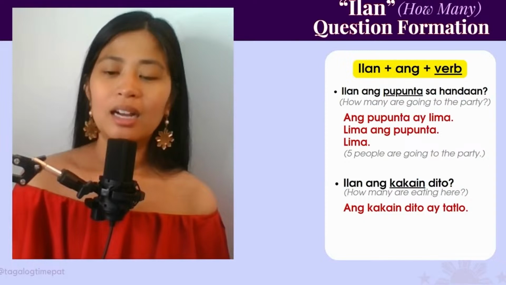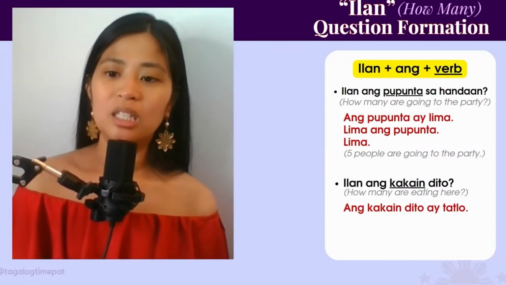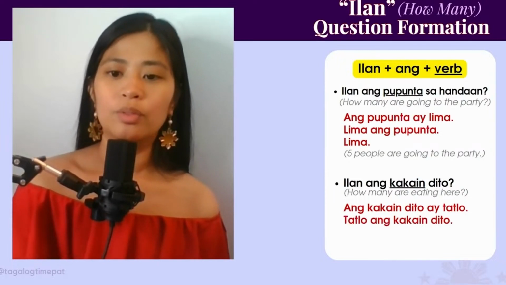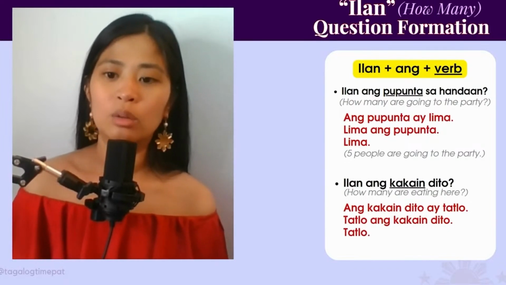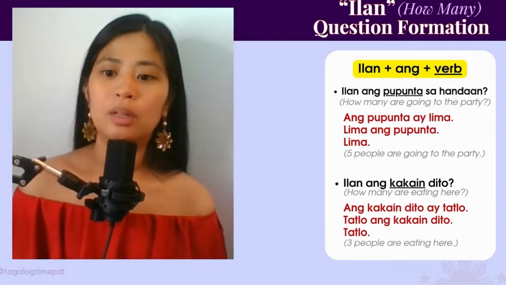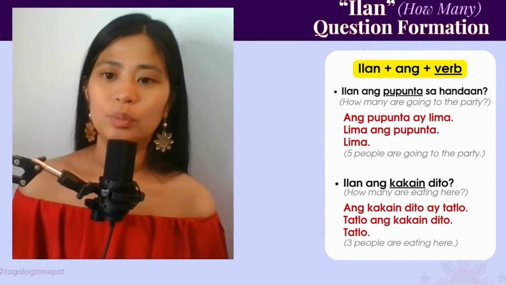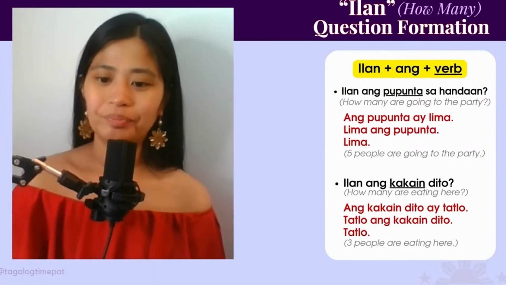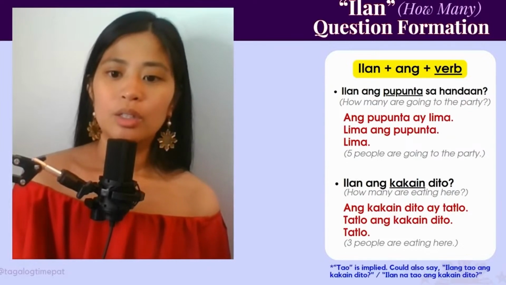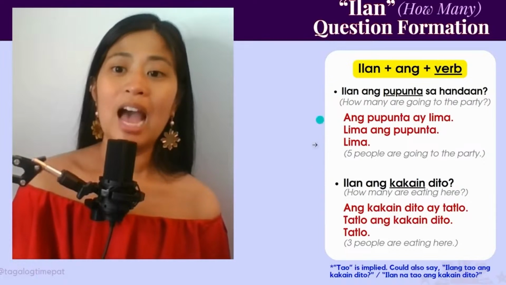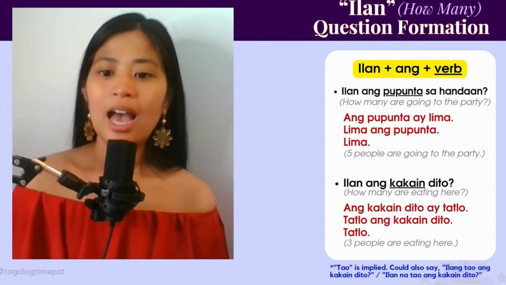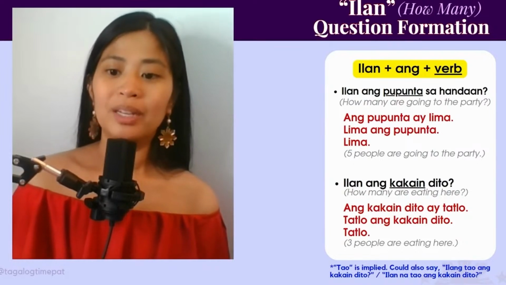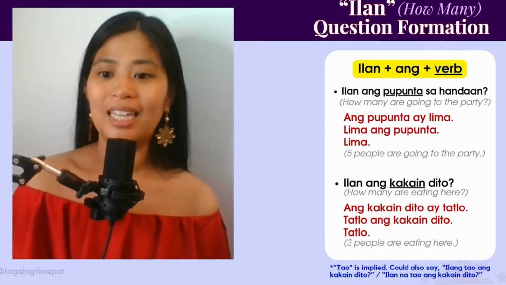And then your response is, ang kakain dito ay 3. Or 3 ang kakain dito. Or 3. That means 3 people are eating here. Or will eat here. So both of these questions ask about how many people are coming, how many people are eating. And I didn't add the word tao because it's kind of implied already.